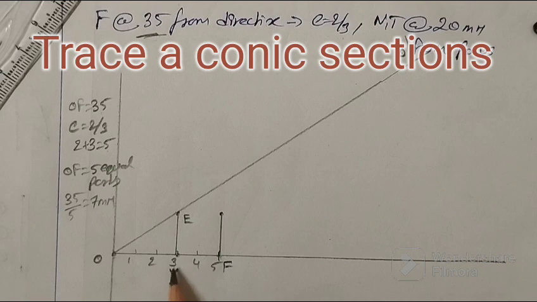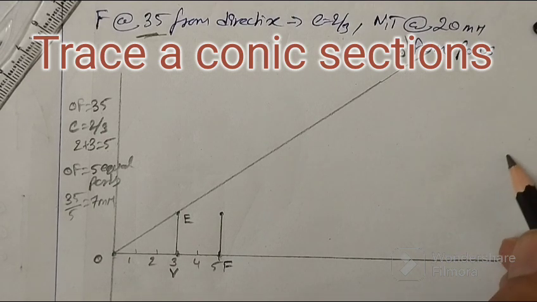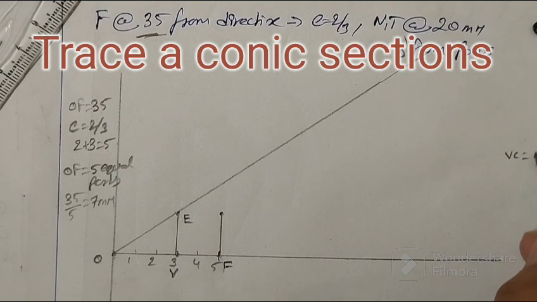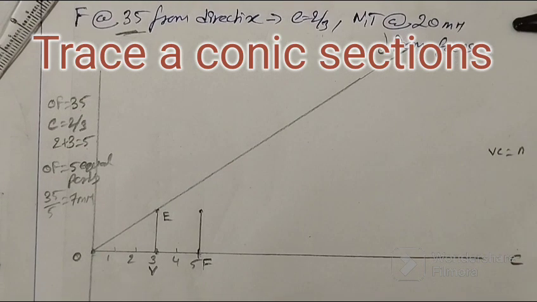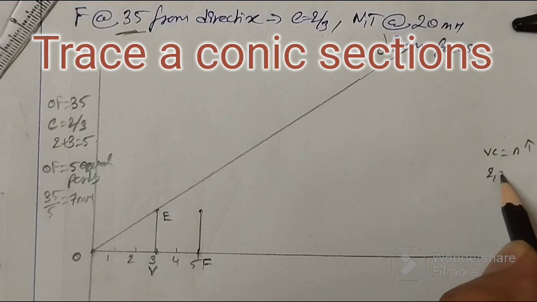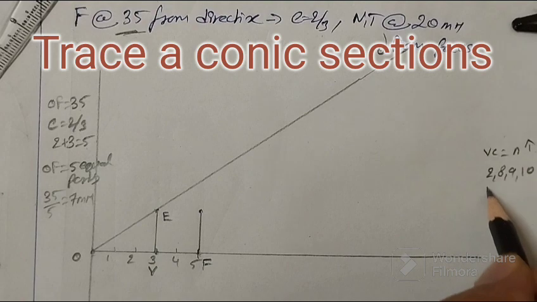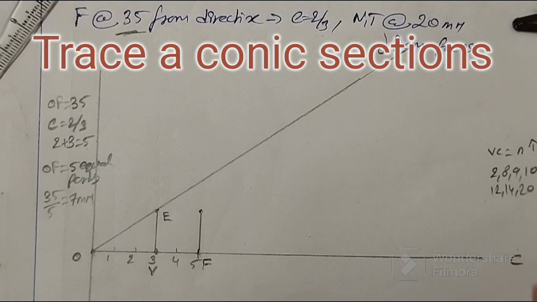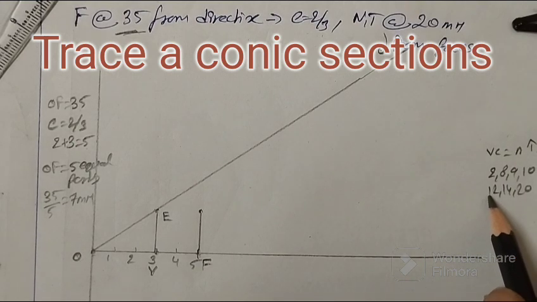Now, if this is my C, divide VC into n number of parts. As the number of parts increases, the shape will be more perfect. So you can divide it into 2 parts, 8 parts, 9 parts, 10 parts, 12 parts, 14 parts, 20 parts, and so on. As the number of parts increases, the quality of your curve, it might be an ellipse or any conic, will be better. So I am dividing into 10 to 12 parts.